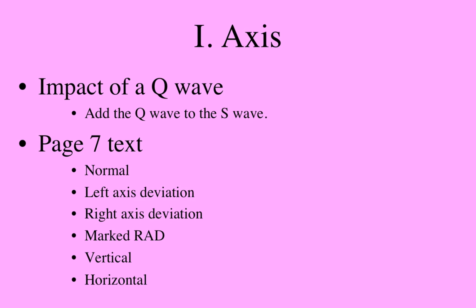A vertical axis would be straight down at 90 degrees. And again, that happens sometimes anatomically and sometimes in tall, lean people. They can shift toward vertical. And then horizontal is considered to be at 0 degrees. And this happens often in somebody that's overweight because it pushes the heart more toward that horizontal area.